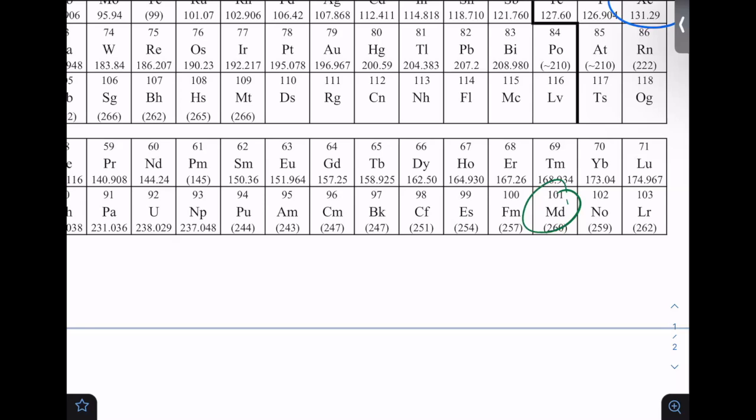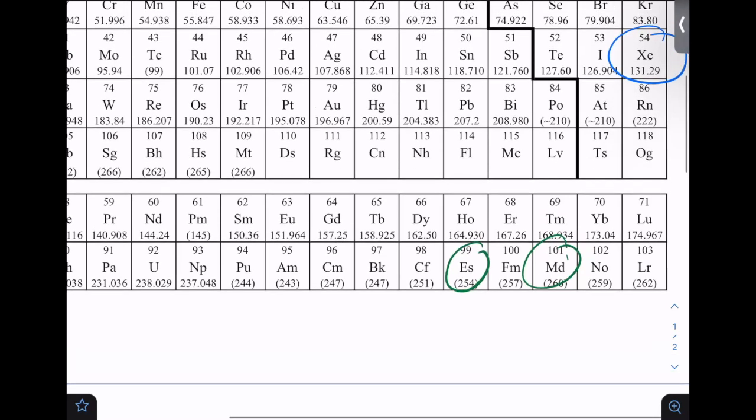number 101. You'll find that there's lots of elements here named after important scientists. Here's Es. Who do you suppose Es is named after? Einstein, Einsteinium. Maybe it's not just people, all right, but there's also places.